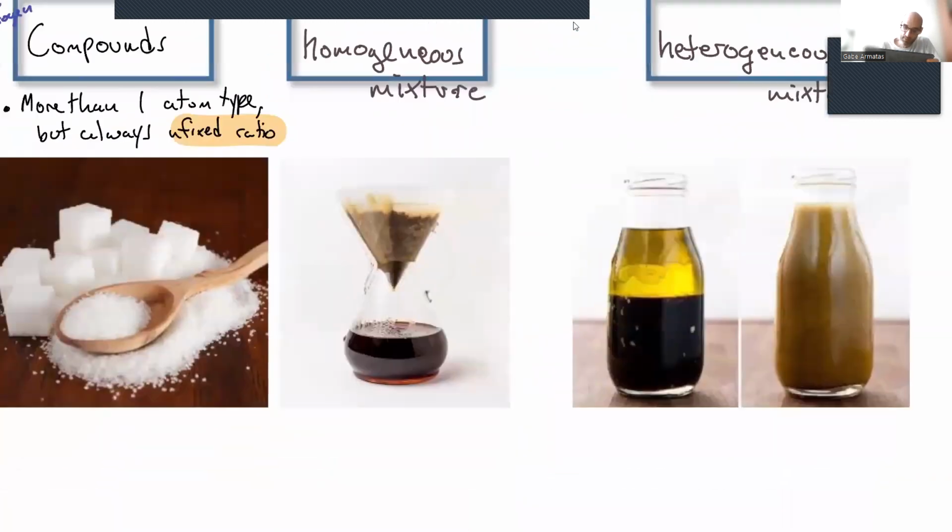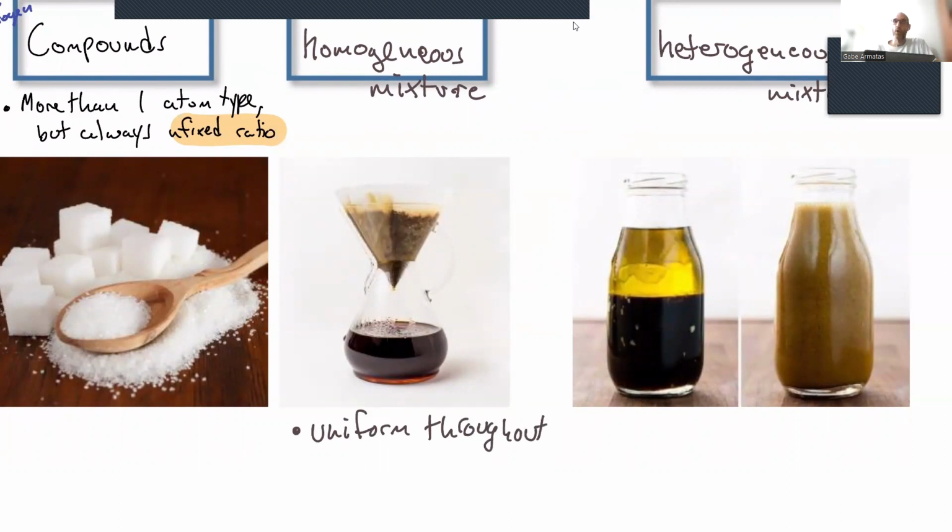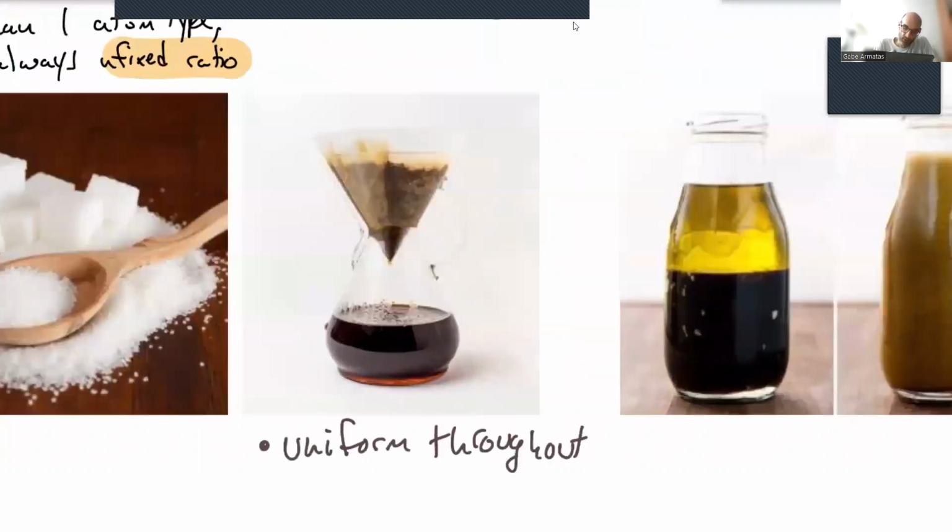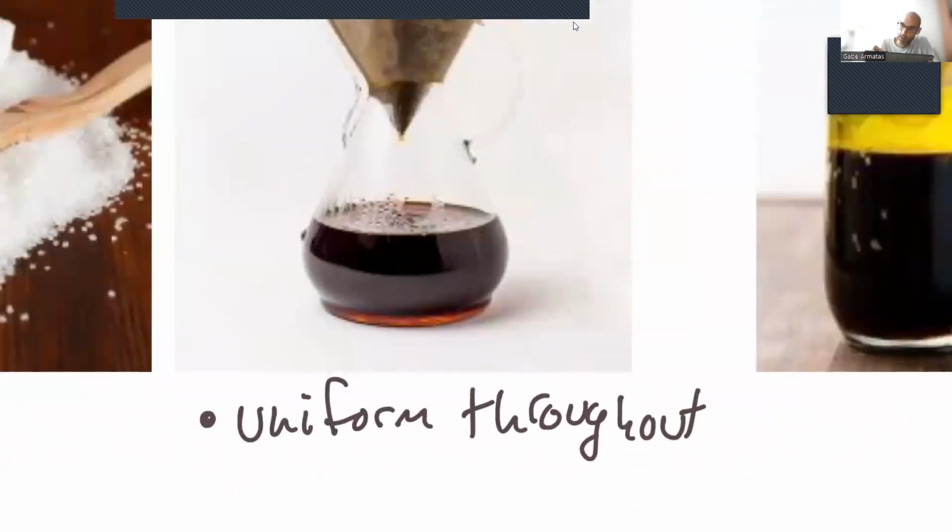Okay, a homogeneous mixture is going to be uniform throughout. So what you see is if I look at this coffee here, this sample down here is the same as the one up there. Those two are the same exact amount of different types of compounds.